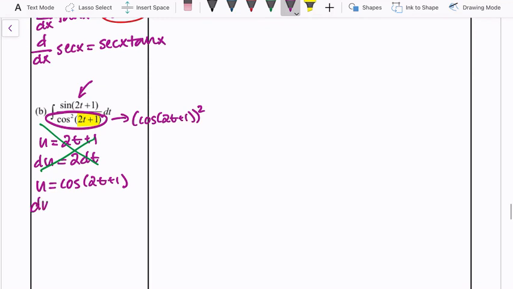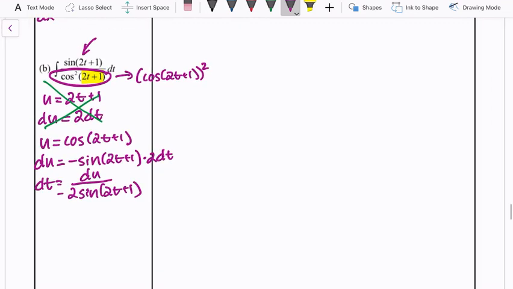So differentiating both sides, I have that du is equal to, well, the derivative of cosine is going to be negative sine of 2t plus 1. But this is going to be a chain rule, so I also have to take the derivative of the inside. So that's also times 2 and then times dt. Solving for dt so we can make that substitution, that'll be du over negative 2 sine of 2t plus 1. So let's make these substitutions into our integral and see if things end up canceling out. If they don't, then we'll go back to the drawing board and try to adjust our u again.